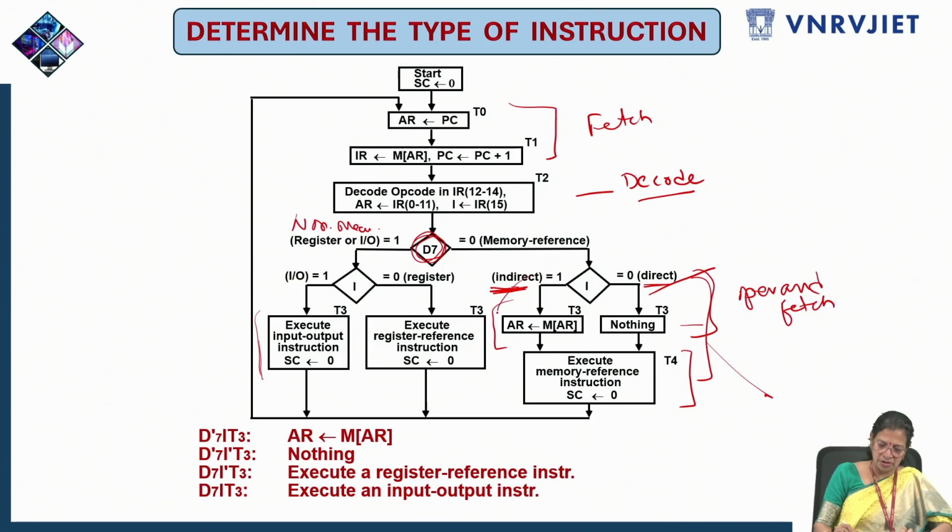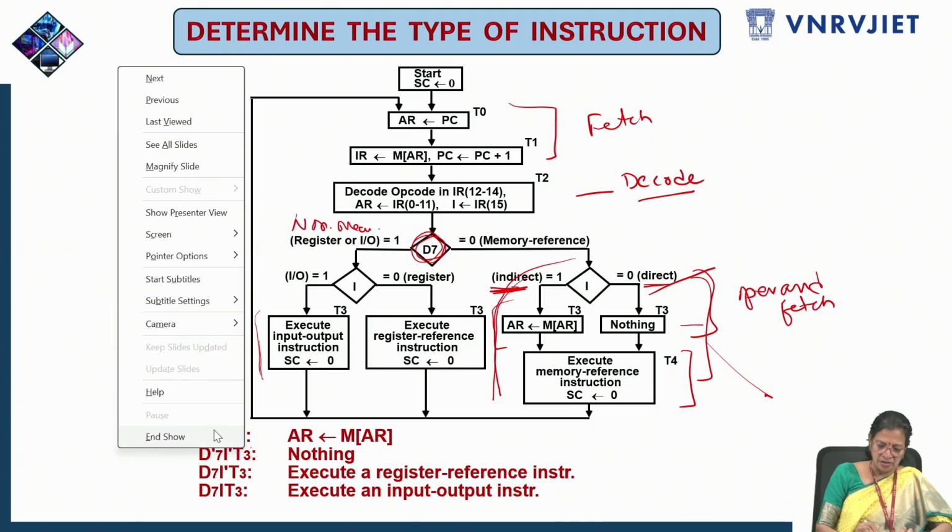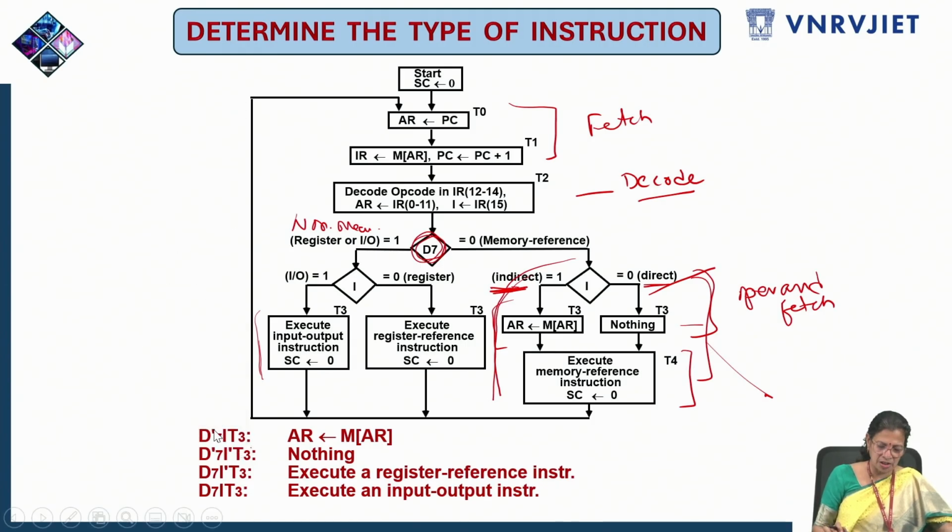So this is actually for the indirect memory reference instruction. This is the control signal that is generated. Whenever D7 is 0, D7 bar is 1, so it is a memory reference instruction. And if I is 1, it is an indirect memory reference instruction. For this to happen, the control signal is this. For the direct case, nothing should happen. So here it is D3, D7 dash, I dash and T3. Here I is 0, so I dash we include as a control signal, and a wired OR operation will be performed in order to generate the control signal.